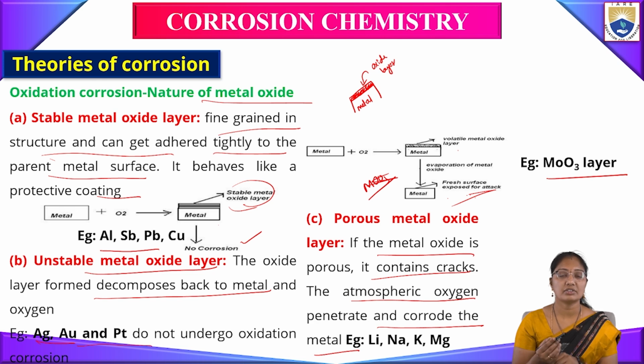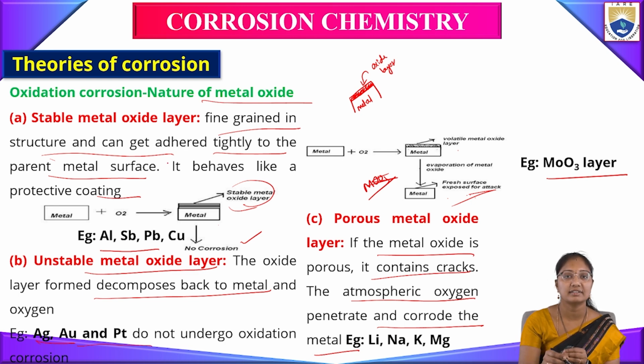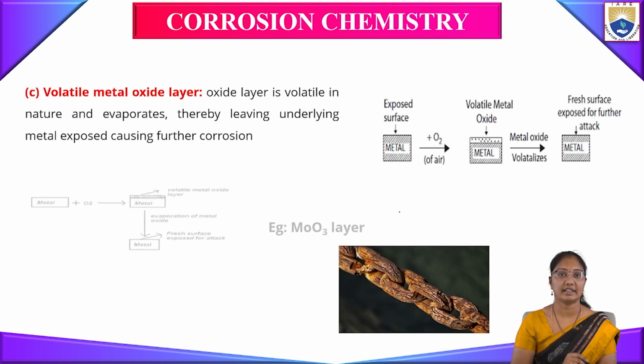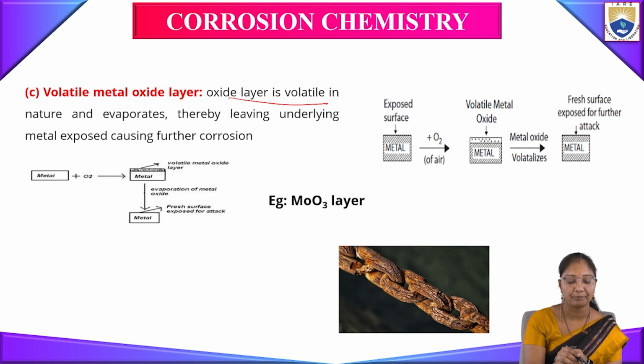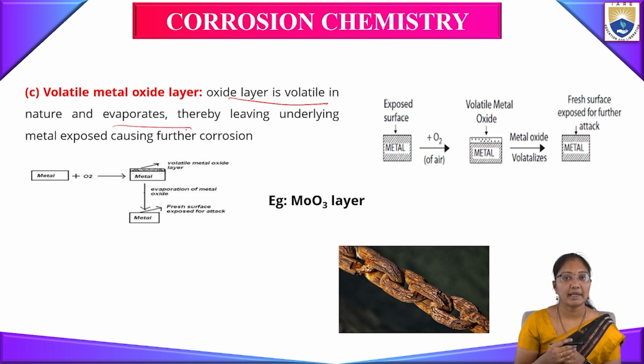So the oxygen reacts with the metal and forms metal oxide. Again, based on the nature of the metal oxide formed, there are three types, namely stable metal oxide layer, unstable metal oxide layer, and the third one is porous metal oxide layer. So the next is the volatile metal oxide layer, which we already discussed, where the oxide layer formed on the metal surface is volatile in nature. Volatile means it evaporates into the atmosphere easily.